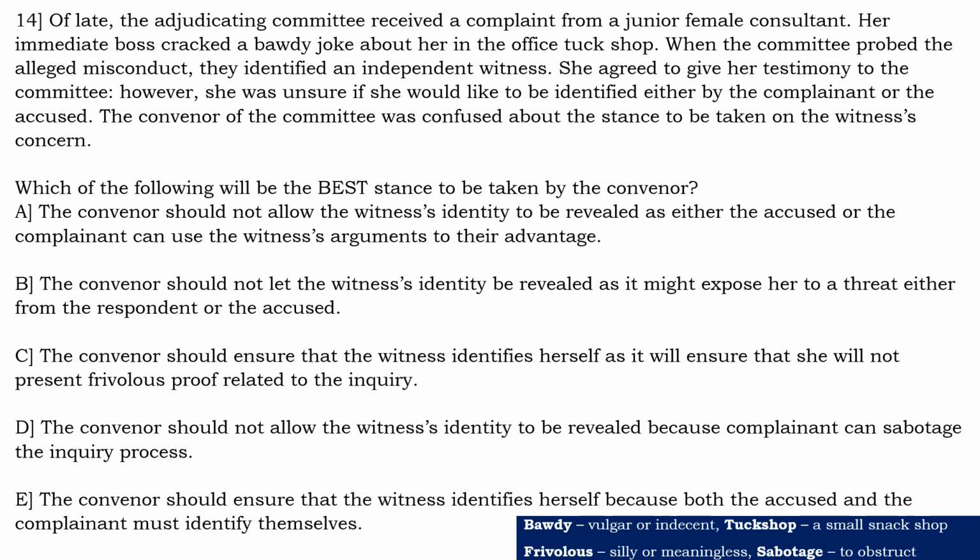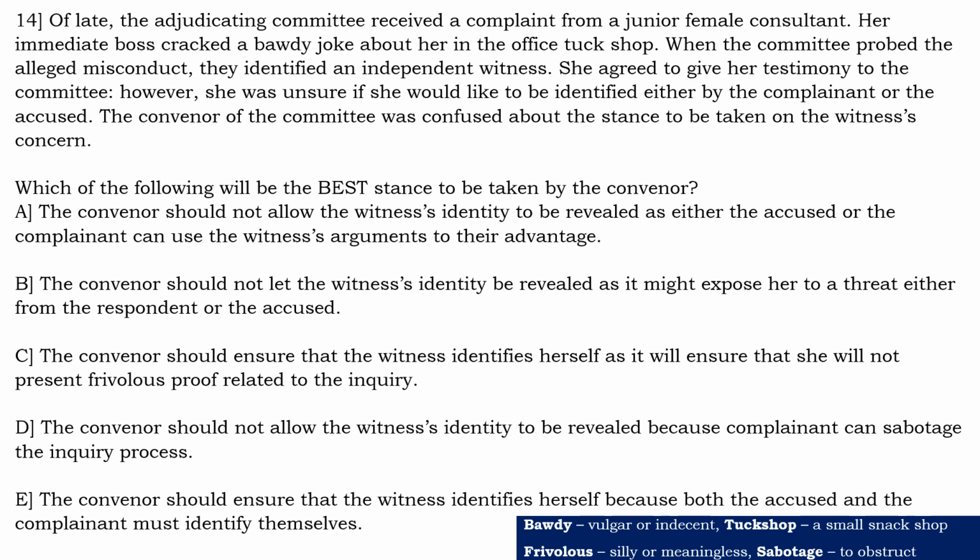Then option D, the convener should not allow the witness identity to be revealed because the complainant can sabotage the inquiry process. So option D is assuming that the statement given by the witness is going to be adversely affecting the complainant. That is why he or she is going to sabotage. Sabotage means to obstruct or to make some problems in the inquiry process.